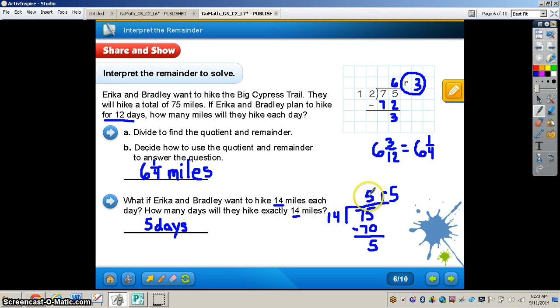Okay, so if it's going to take 5 days, so you take 14 into 75, that's 5 times, with the remainder of 5. So that means there's going to be another day that they'll have to hike, because they are only hiking 14 miles each day. That's why we did not make it into a fraction. And how many days will they hike exactly 14 miles? So 5 days. How many days will they need to hike in total? That would be 6, but they did not ask us that question.